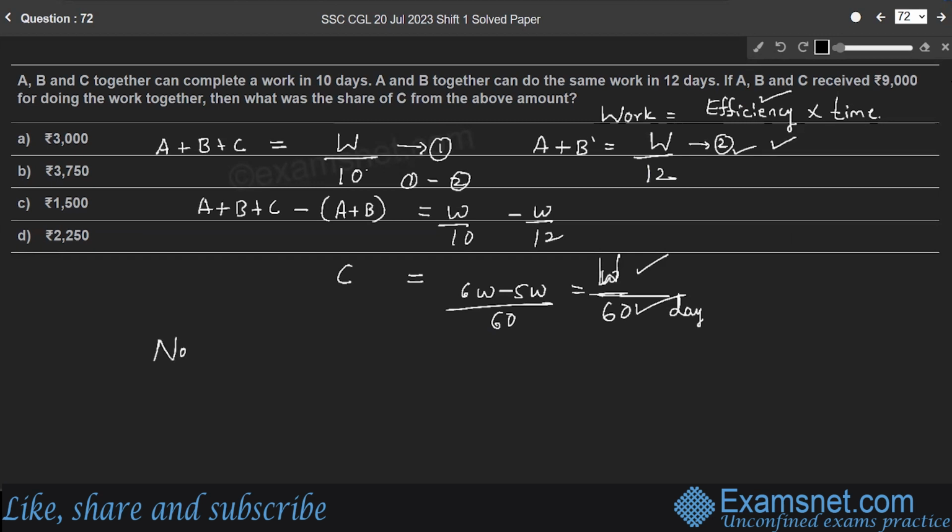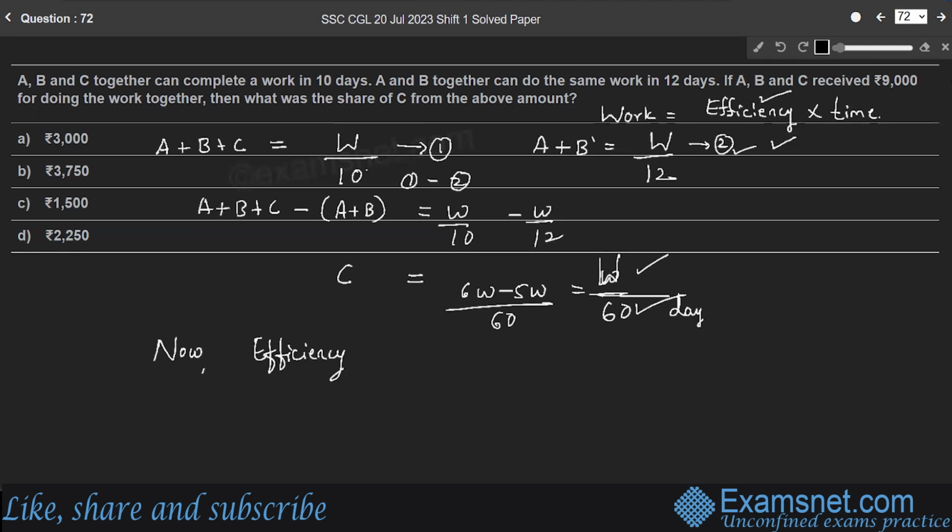If we compare their efficiency, we can easily divide the amount 9,000 in that particular ratio, because the amount they are going to receive depends directly on their efficiency. A more efficient person will get more money, a less efficient person gets less money according to that ratio, right?